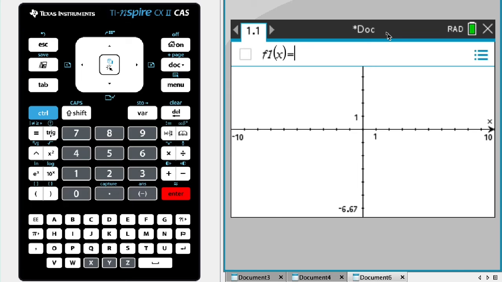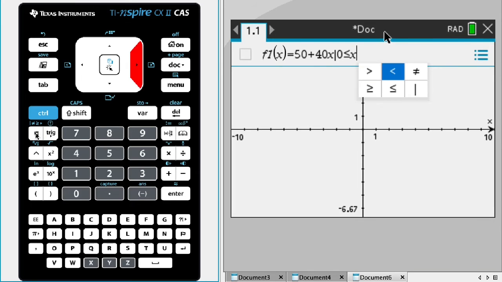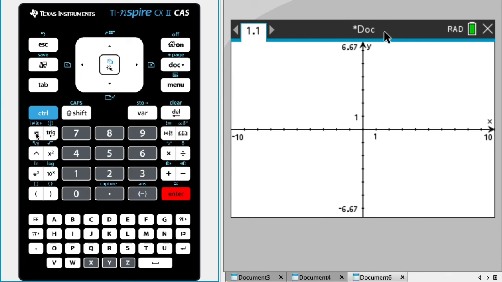So I'm going to type in 50 plus 40x, use the with command, so control equals, the with command is the vertical straight line. 0, I need the less than or equal to sign, so control equals again, less than or equal to x, then do the same thing again. This time I'm going to use the less than sign and put 3. Press enter. I cannot see the graph because the values in the graph are too big for the screen. We will change that in a moment.